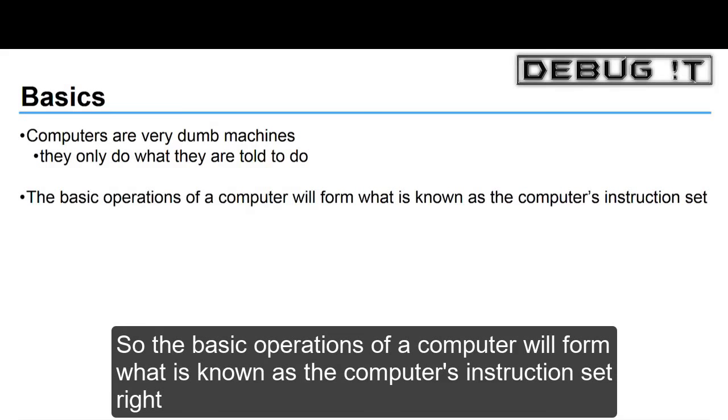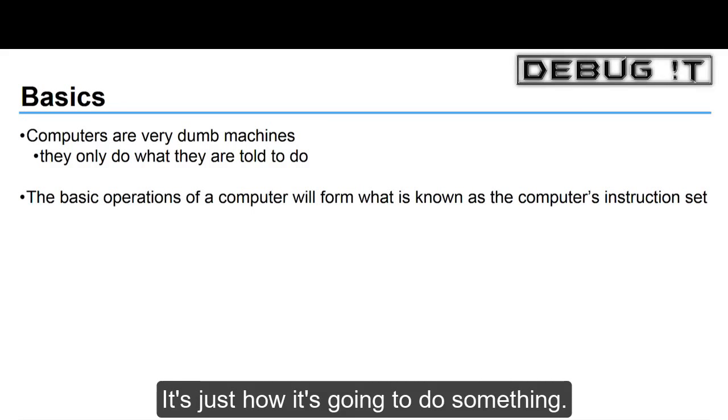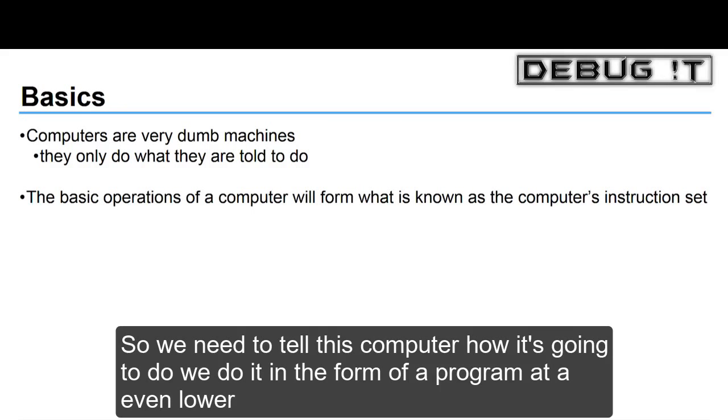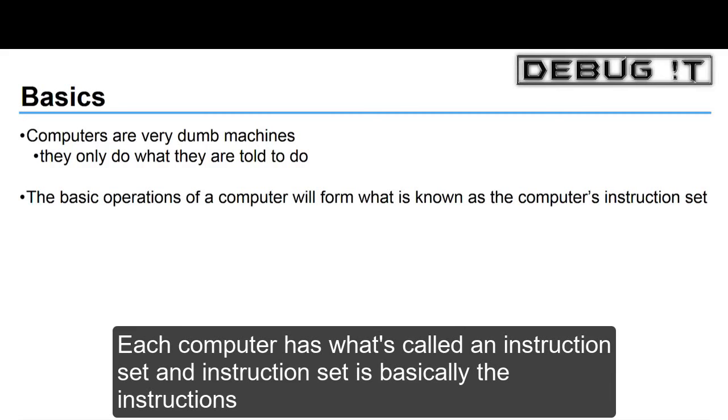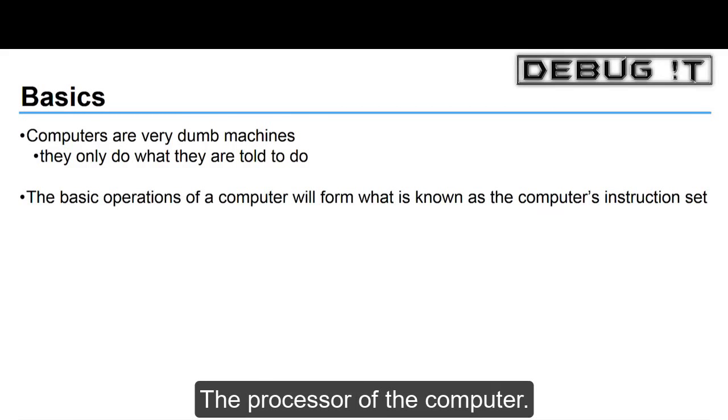So the basic operations of a computer form what is known as the computer's instruction set. An instruction set is just how it's going to do something. So we need to tell this computer how to do it, and we do it in the form of a program. At an even lower level, each computer has what's called an instruction set, which is basically the instructions on the CPU, the processor of the computer.